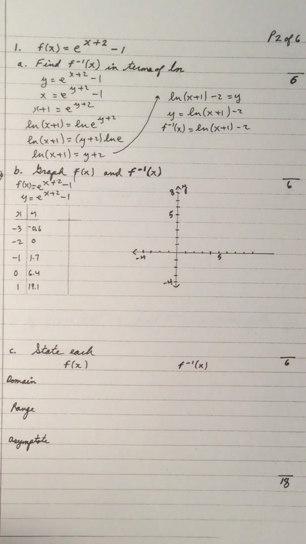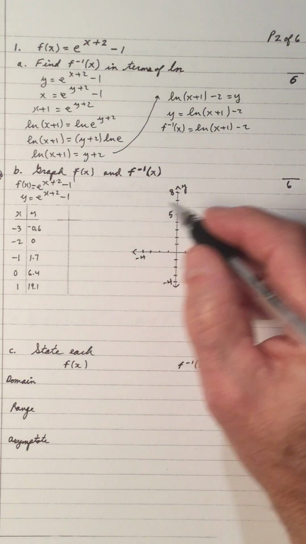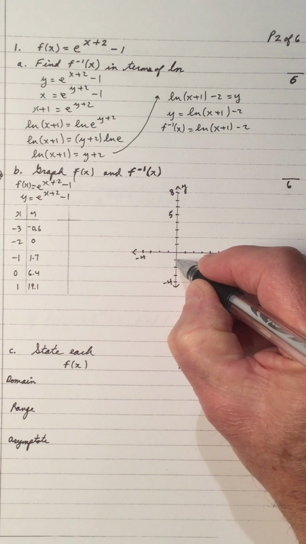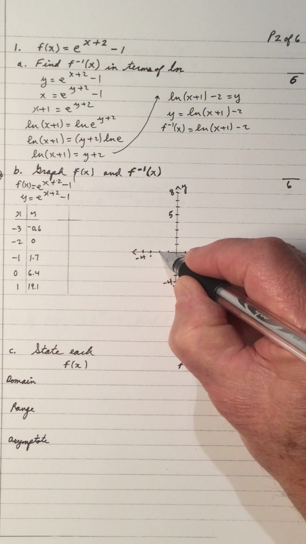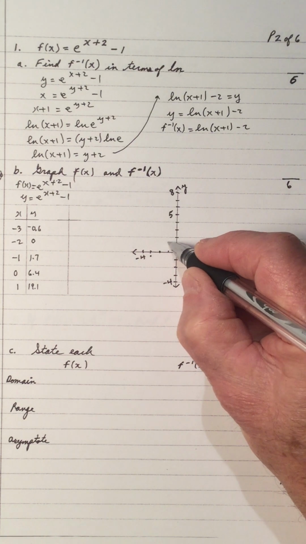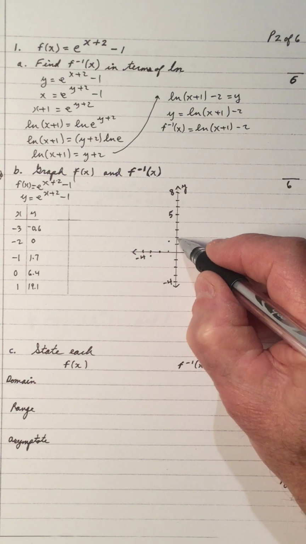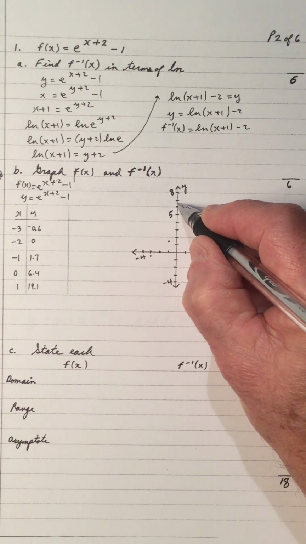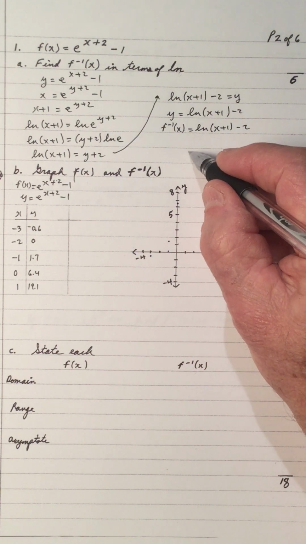So let's graph that. On this grid, x is negative 3, which is here, and y is negative 0.6, so it's approximately right here. X is negative 2, y is 0. X is negative 1, y is 1.7, so this is approximately there. X is 0, y is 6.4, so let's say right there. And x is 1, y is 19, so that's way up here.